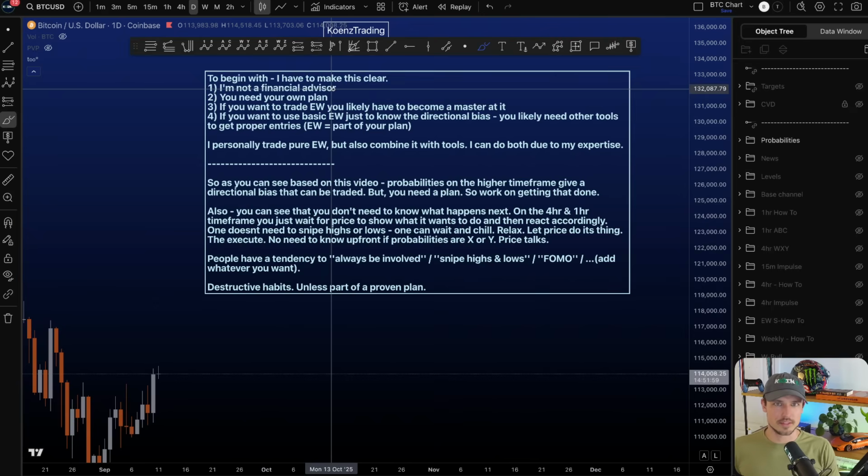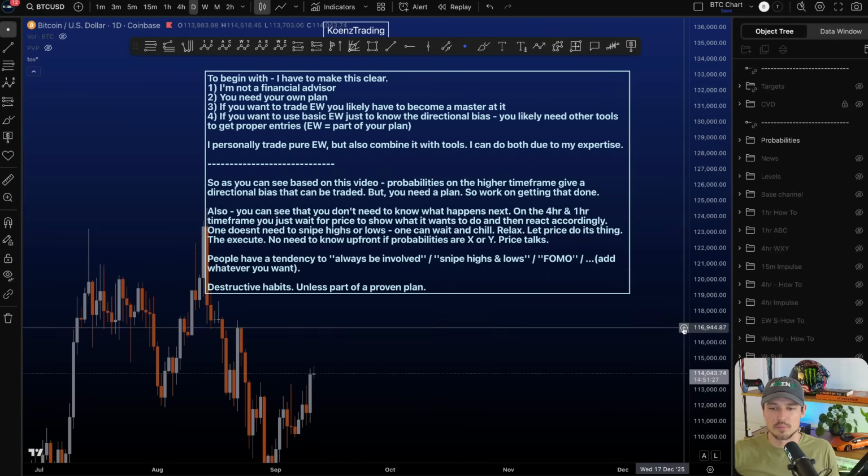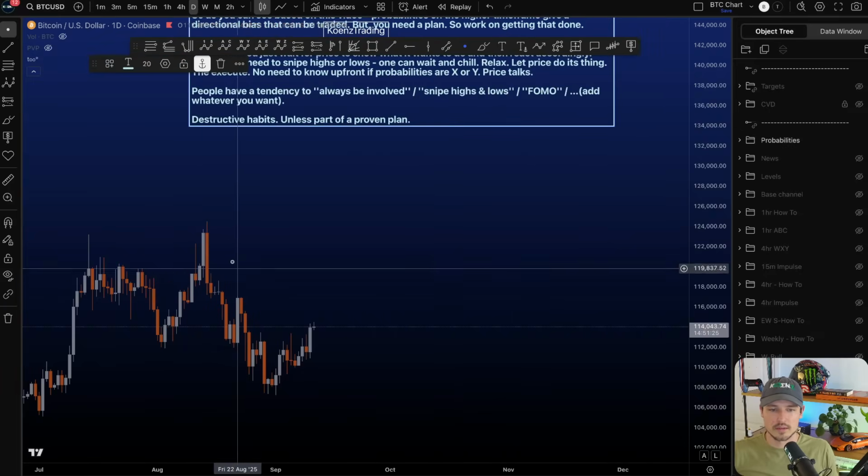Trading is like building a business. You're not going to be able to build a business in a couple of days. It takes a long time, it takes a grind in order to eventually build something. Same here, you need a plan. Now, if you want to trade Elliott Waves, as pure as it is, you have to become a master at it, no shortcuts. If you want to use basic Elliott Waves just to know the directional bias, you likely need to use other tools to get an idea of entries. So if you're like, well, directional bias, this looks corrective, this looks impulsive, right? If you get an impulsive move up, for example, on the weekly time frame, right?